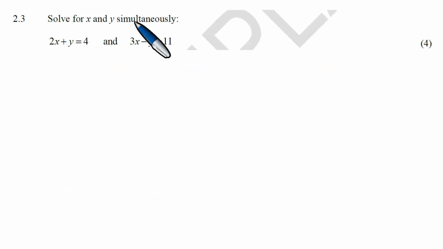Solve for x and y simultaneously. Okay, let's do the simultaneous here and have great fun. What's the answer to the simultaneous, guys? Anyone who's done?